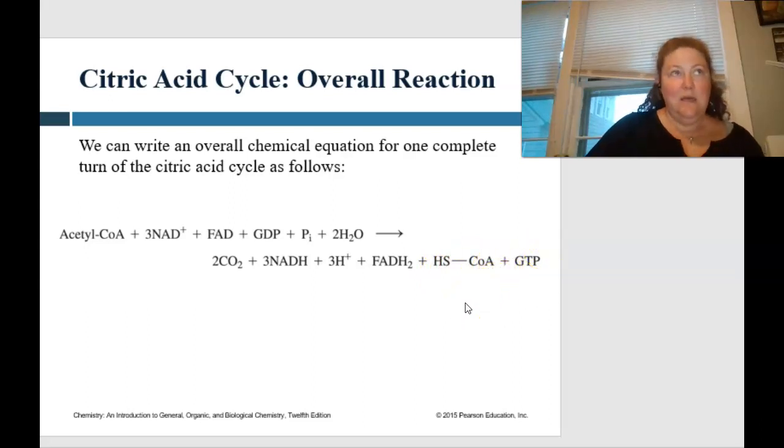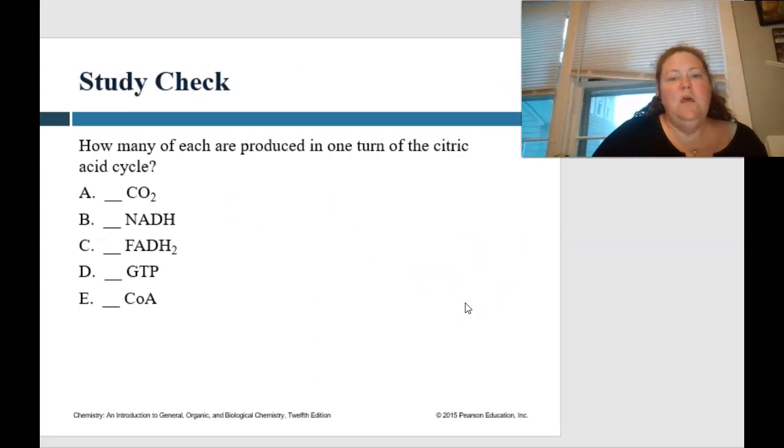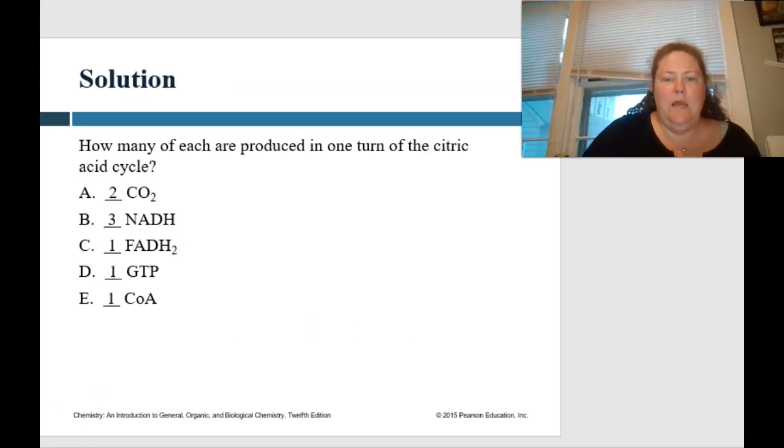All right, so let's see what we learned. How many of each are produced in one turn of the citric acid cycle? So pause me and come back. All right, in one turn of the citric acid cycle, we produce 2 CO2, 3 NADH, 1 FADH2, 1 GTP, and 1 CoA. All right, great job.